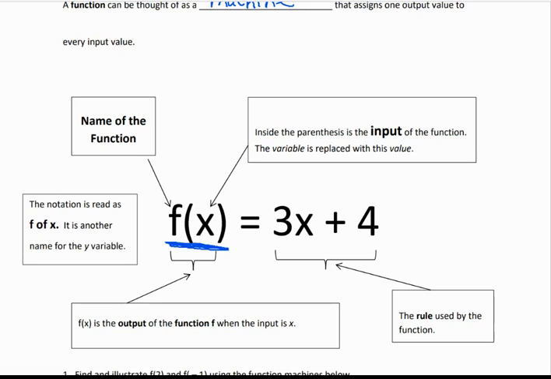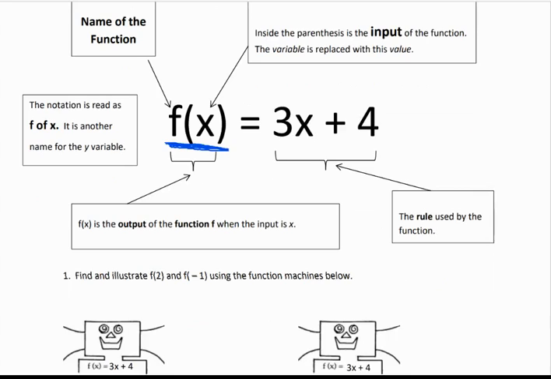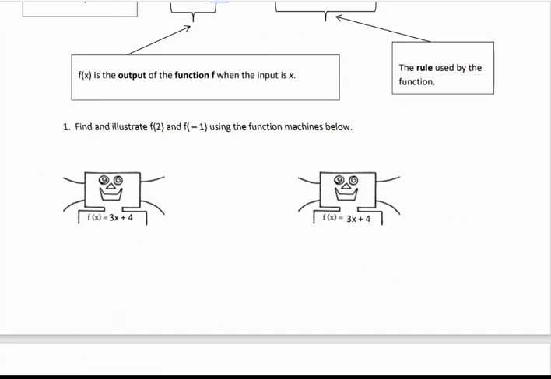On the right-hand side are the operations you actually perform. That's the rule. So that's the machine part. It's saying, if I plug in a number, do this to it: multiply it by 3 and then add 4. And then what you get is your output. So let's take a look at our first example. Here's my little machine. Notice the machine is saying that we are going to perform the operation 3x plus 4.